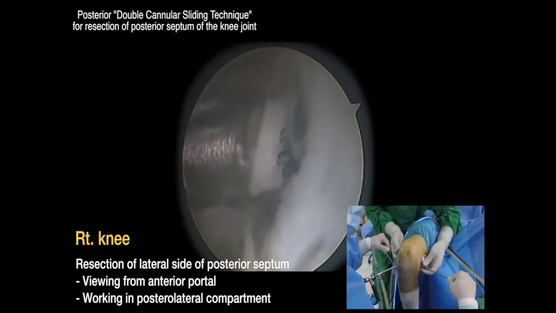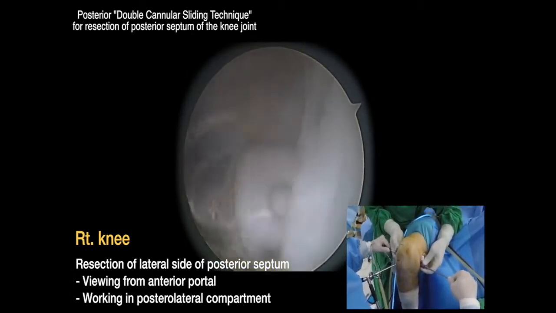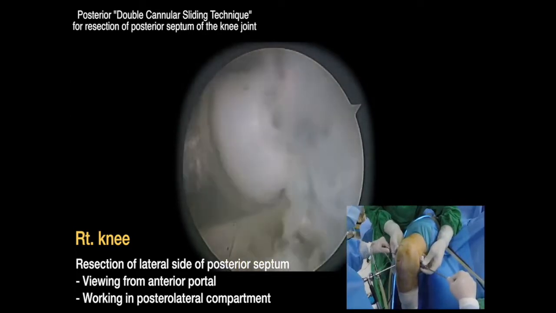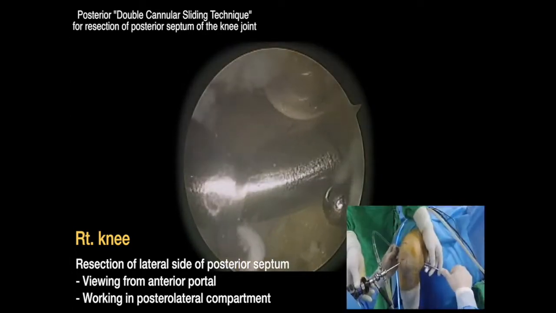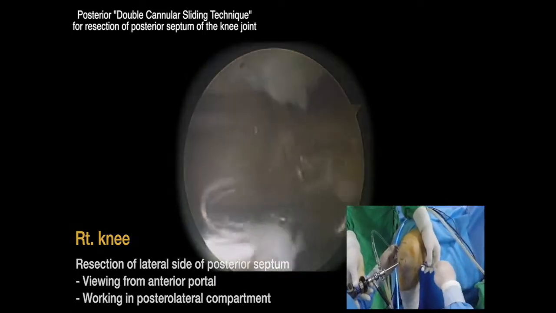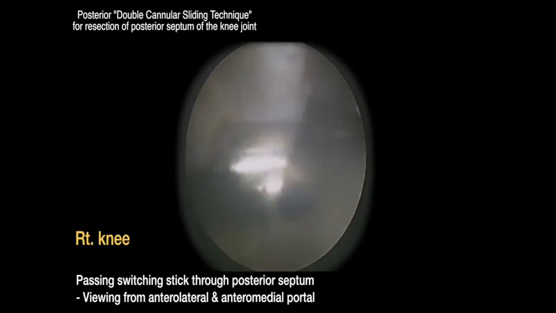Owing to the fixed cannula, abrupt processes can be limited during posterior septum resection. The switching stick was penetrated again after the resection of the posterior lateral side of the posterior septum.